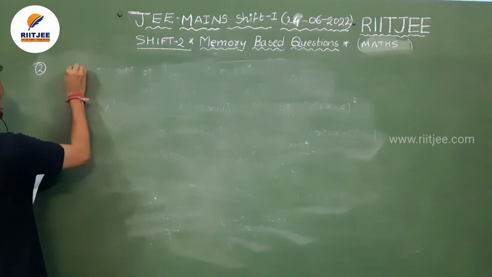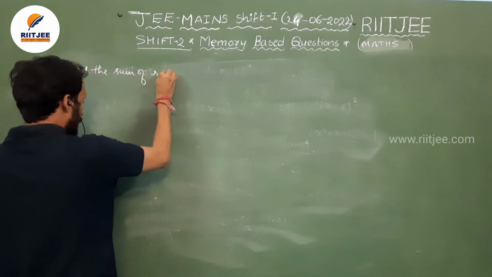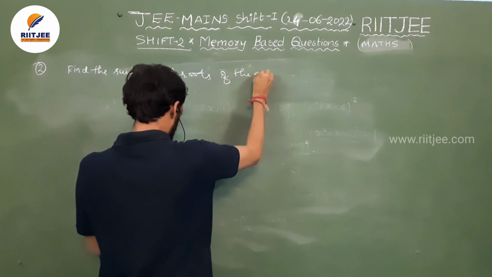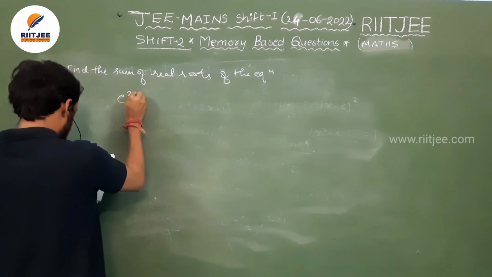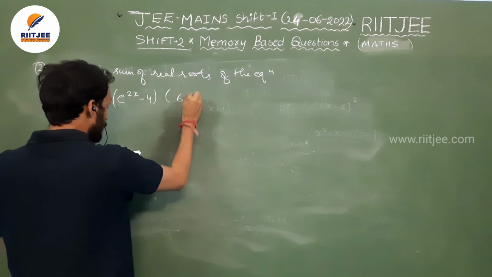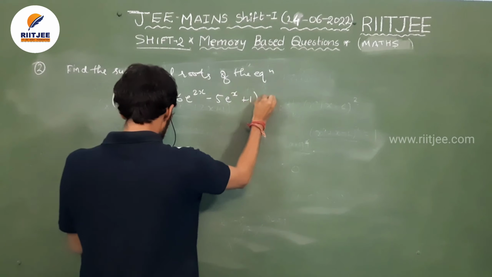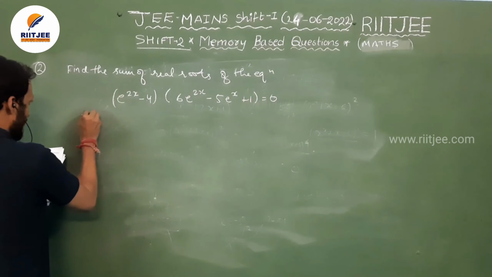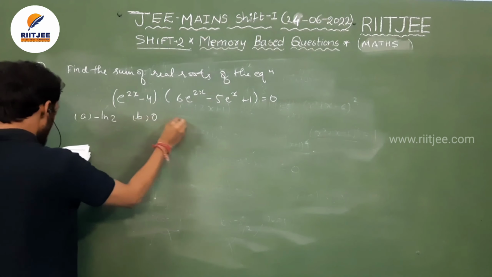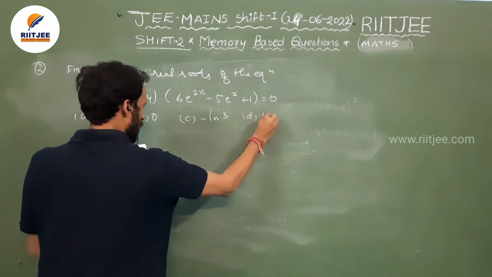Now with question number 2: find the sum of real roots of the equation e to the power 2x minus 4 into 6 e to the power 2x minus 5 e to the power x plus 1 equal to 0, and the options are written as negative natural log of 2, option B is 0, option C is minus natural log 3, and option D is natural log of 2.